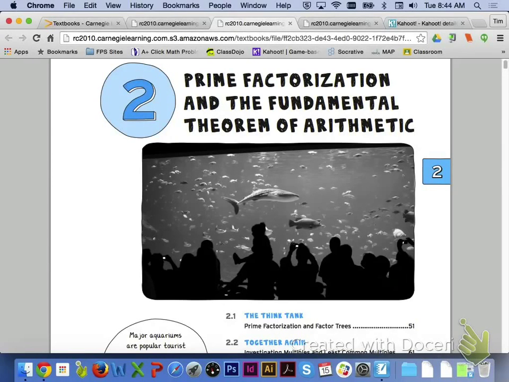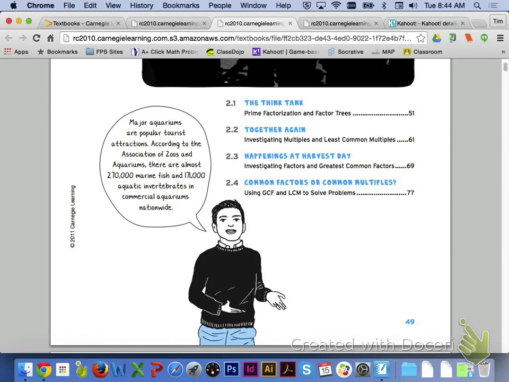Hi class, in Chapter 2 the major focus will be prime factorization and the fundamental theorem of arithmetic. We have 4 lessons in Chapter 2. We're going to start off with lesson 2.1 and look at prime factorization and factor trees.